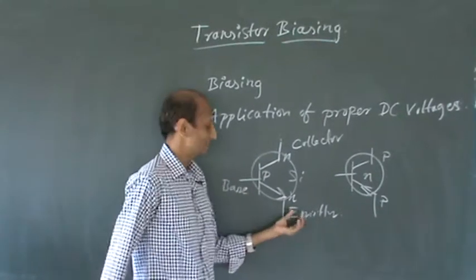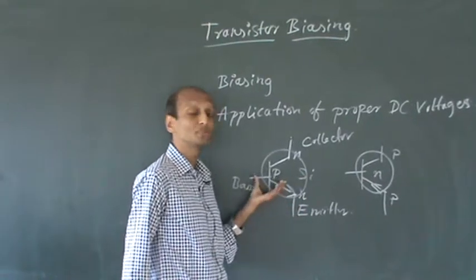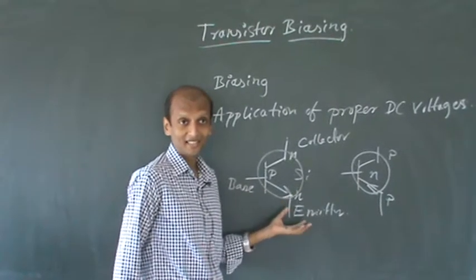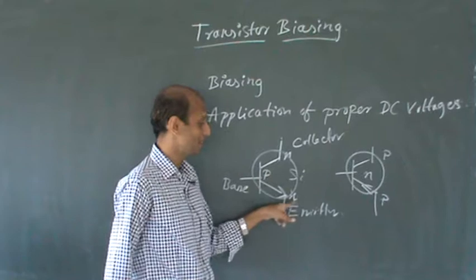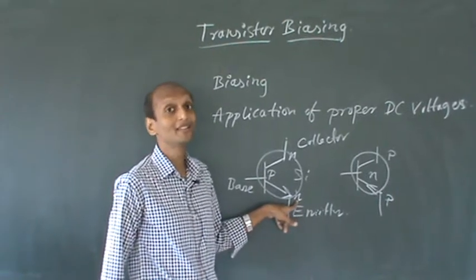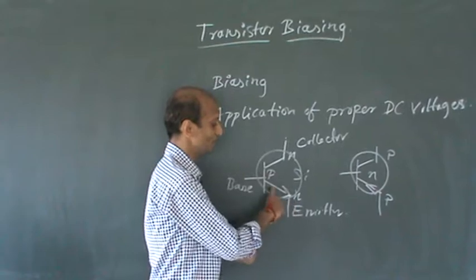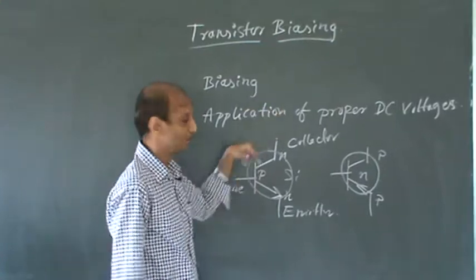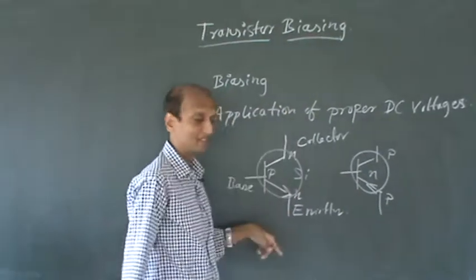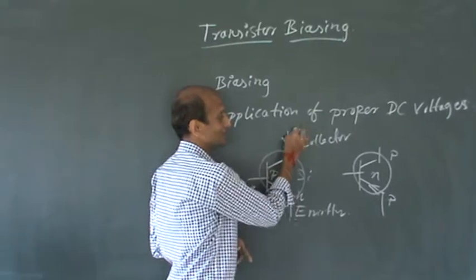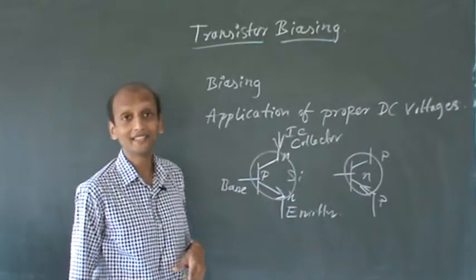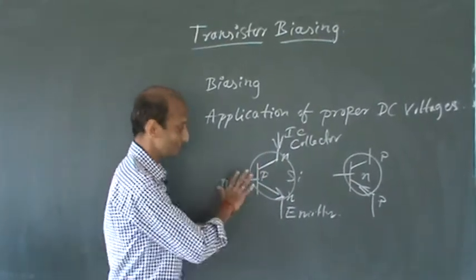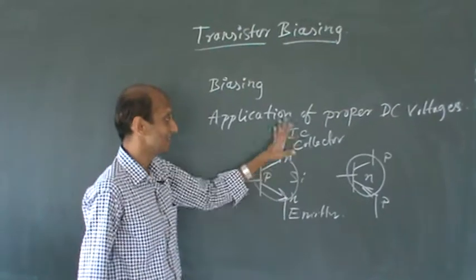The emitter emits the charge carriers, and they have to go through the base to the collector. Here we have NPN, where N means the majority charge carriers are electrons. As electrons move from emitter to collector, the collector current flows from collector to emitter. The current through a transistor is called the collector current, IC.